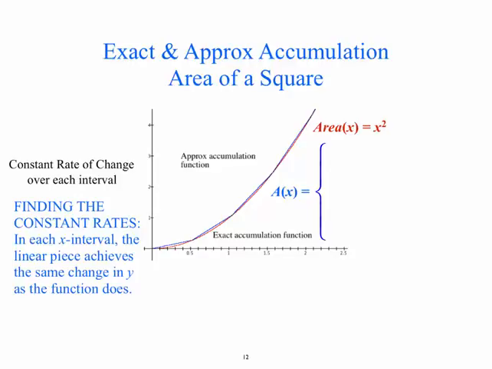Change in y over change in x. It's going to be 1 minus 0.25, which is 0.75, divided by change in x of 1/2. So it's 1.5. The constant rate of change in the second interval is 1.5. You've got to get the ordered pair at the end, the ordered pair at the beginning, and take the change in y over the change in x.